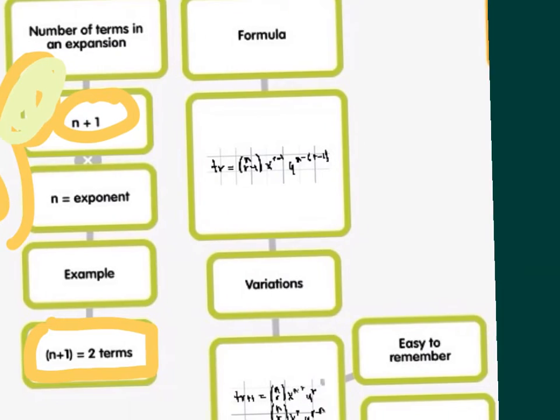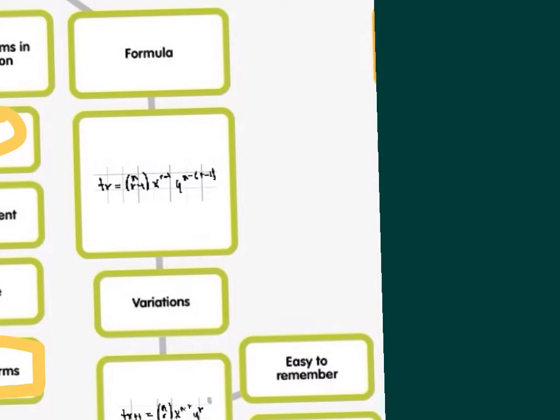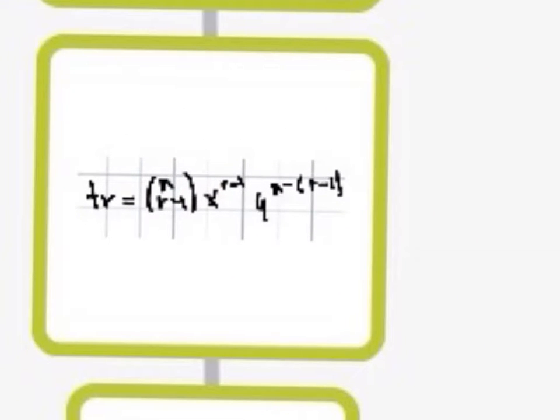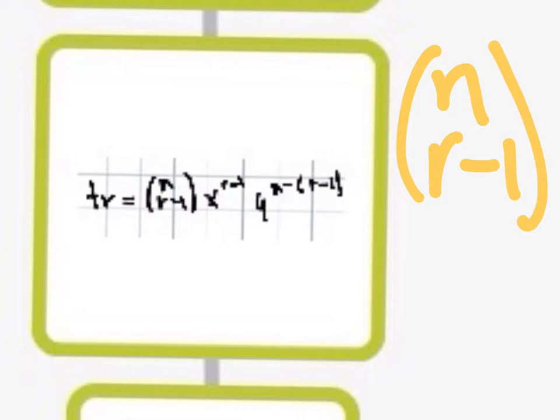Now let's talk about the formula. The formula to find the number of terms is n choose r minus 1. Here, most of the people would say this is a fraction, but it's not. It is a way of writing nCr, of choosing, which is completely different. After that, we know that x would be r minus 1 and y would be n minus r minus 1.